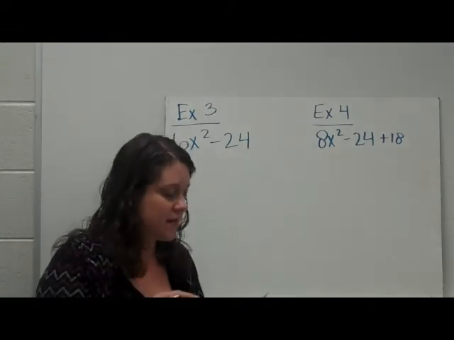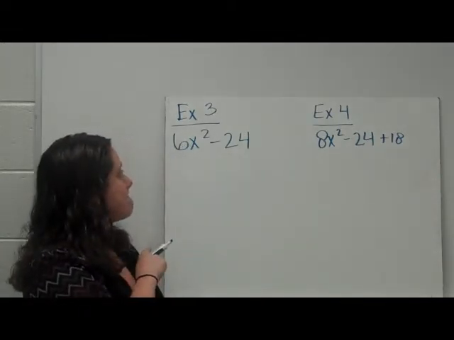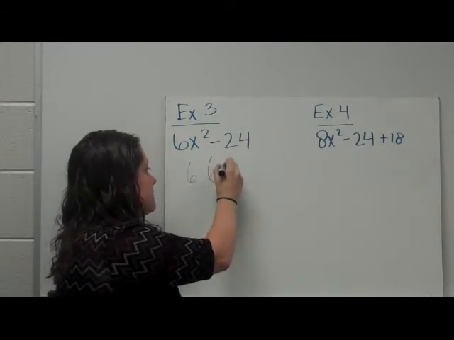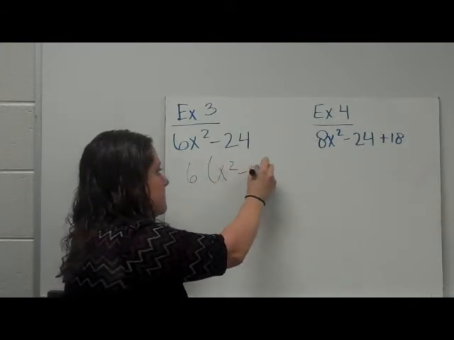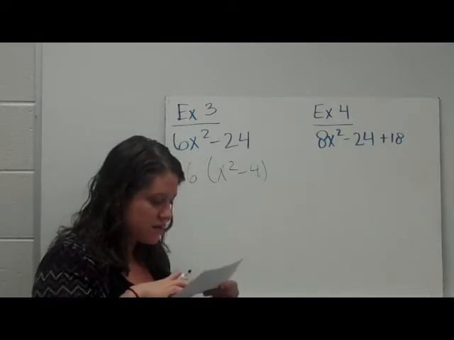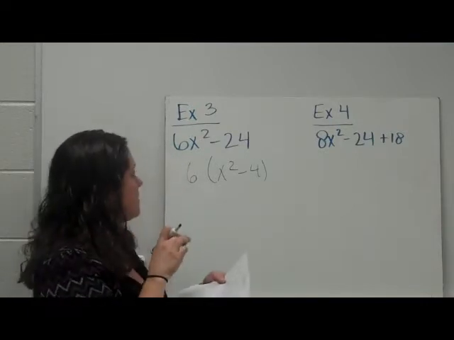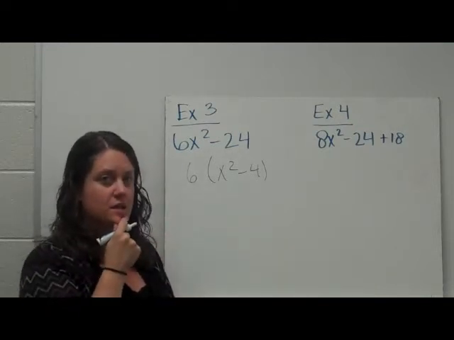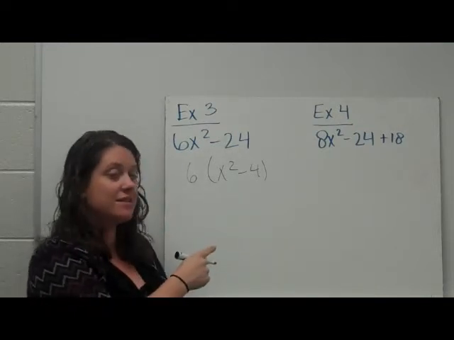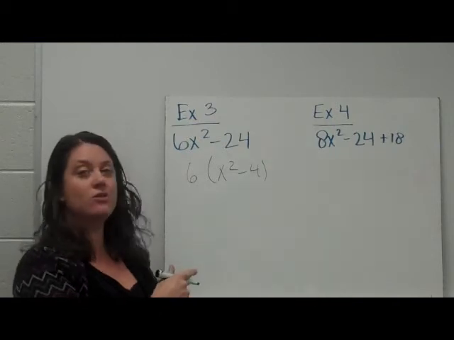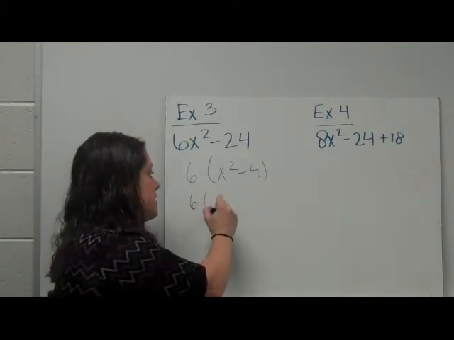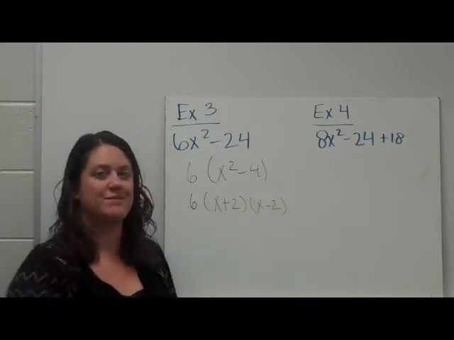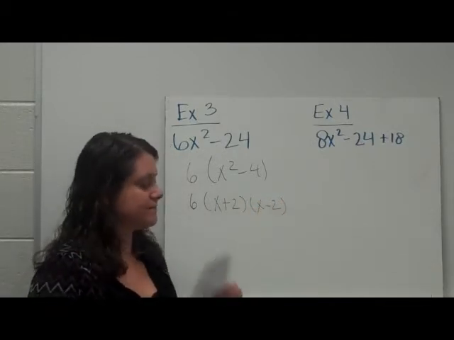Okay, starting at the beginning. Does it have a GCF? 6. All right, took out that. Now, does it have 2 terms? Yes. Is it the difference of 2 squares? Well, I see a subtraction sign, and I see 2 squares, so it is. x plus 2, x minus 2. Then I'm done. All right, next one.